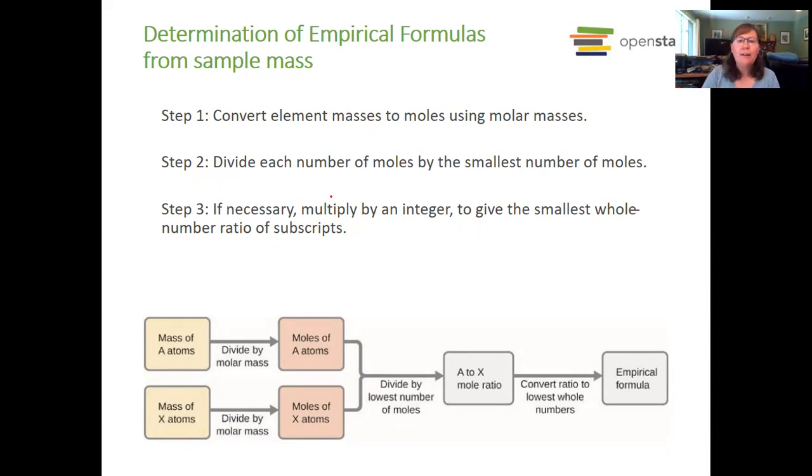Okay, so your first step is to convert your element masses to moles using molar mass, and we've done that. Step 2 is to divide each number of moles by the smallest number of moles. What this will do is give you ratios to work with against 1. Then step 3 is to multiply these by an integer if needed to give the smallest whole number ratio of subscripts. And here you can see the process. This is going to make more sense after you see the process. So if you didn't take notes while I was talking, you can watch the process and then come back and do that.